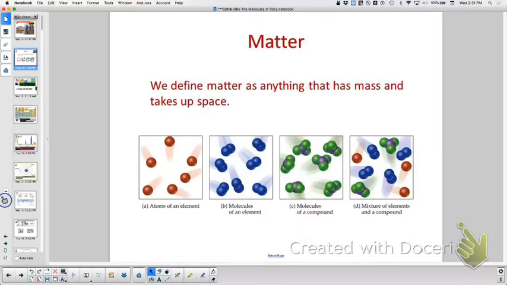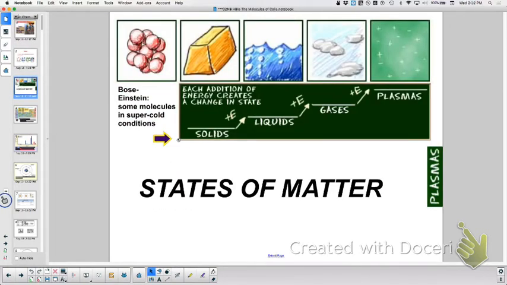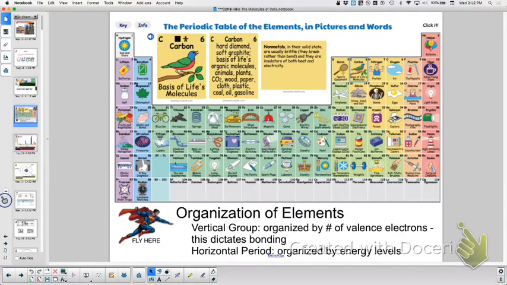First thing, understanding matter: anything that takes up mass, takes up space. We got that down. We learned states of matter: solid, liquid, gas, plasmas. Most of the universe is what? Plasmas. Excellent. We started looking at the periodic table and the organization, right?